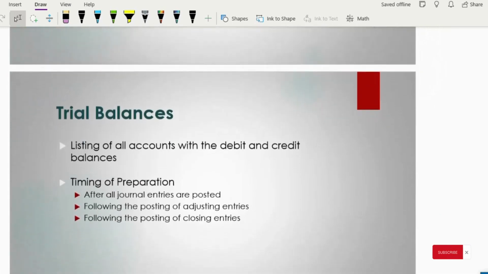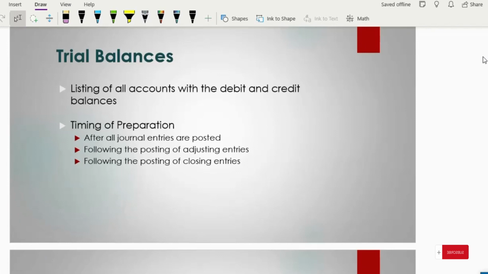So trial balance is the document which is prepared after the posting, or after the ledgers of all the accounts are prepared. So basically it is the listing of all the accounts with their final balances. Are they having debit balance or credit balance? Basically it contains all the assets first, followed by liabilities, followed by equity accounts, followed by revenues, and followed by expenses. So in trial balance, all these accounts along with their final balances are mentioned.